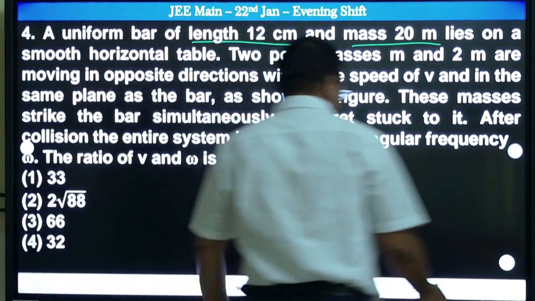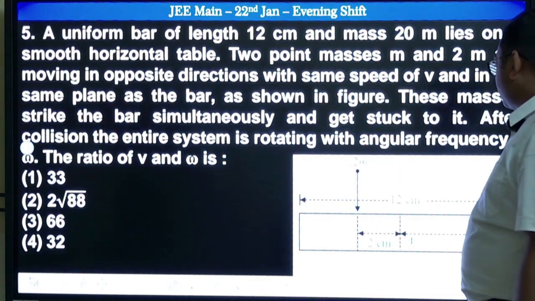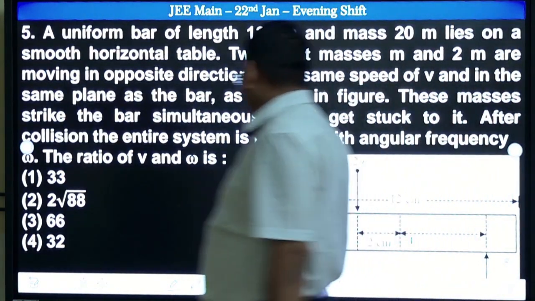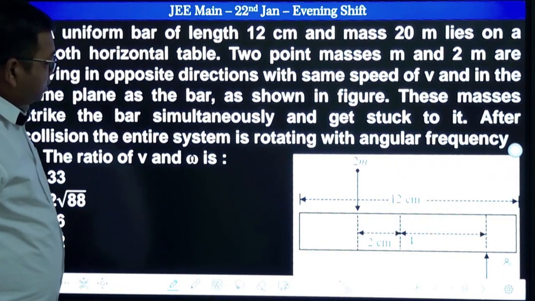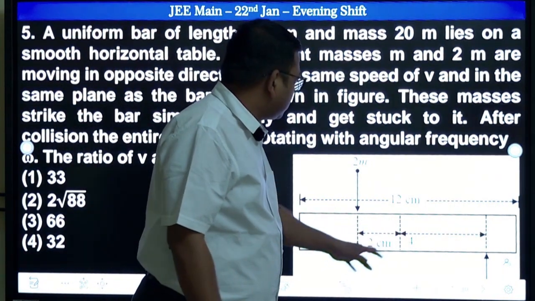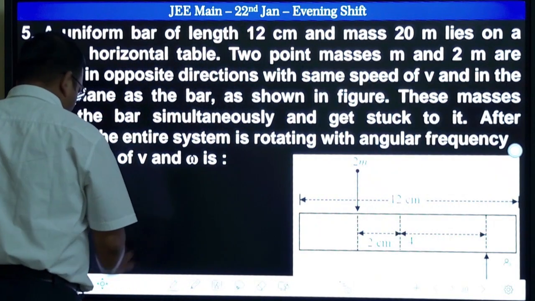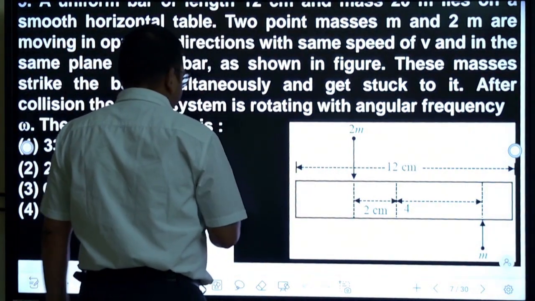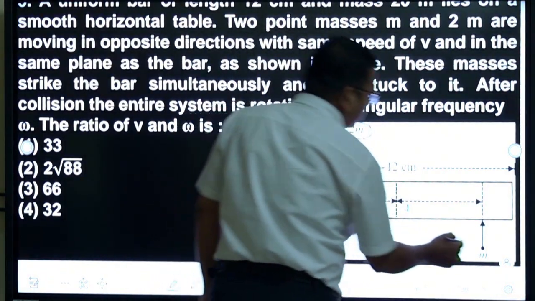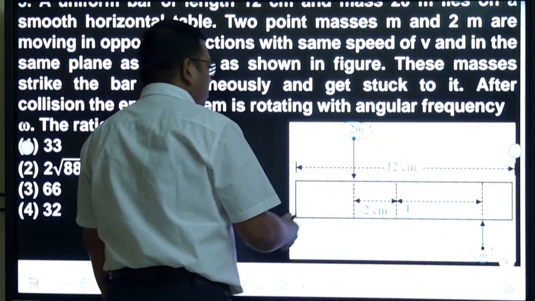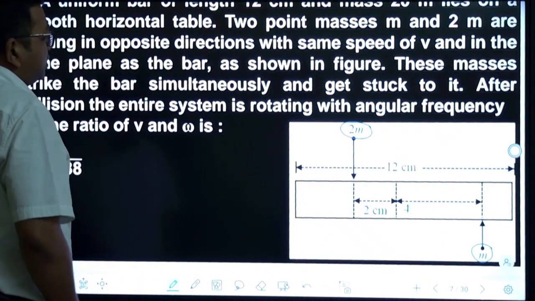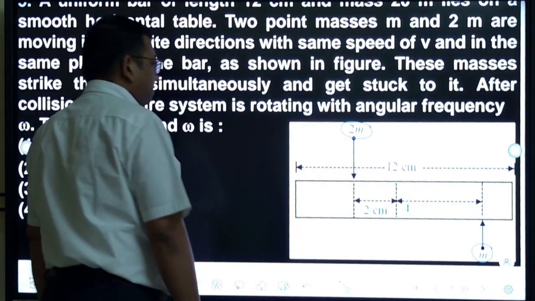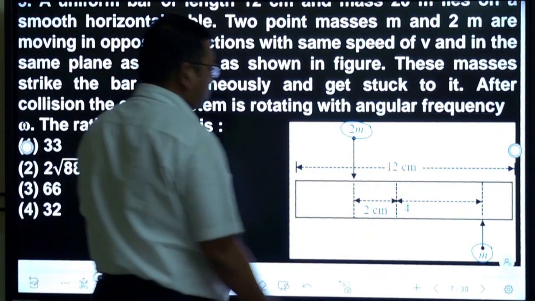Let us see the figure. Do we have the figure? Yes. This is the diagram, right? So what is there here? Right, so we have here this mass is 2m, this mass is m, right? It is going to hit, 12 centimeter it is there. From the center it is 2 centimeter this side, 4 centimeter that side. Correct, this is 4 centimeter I think.